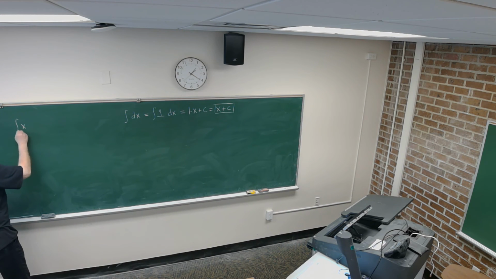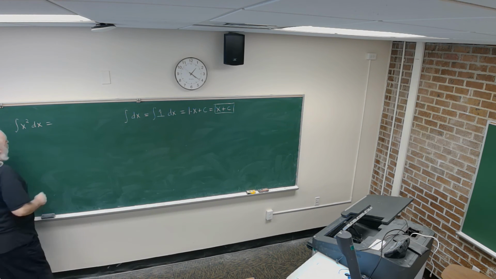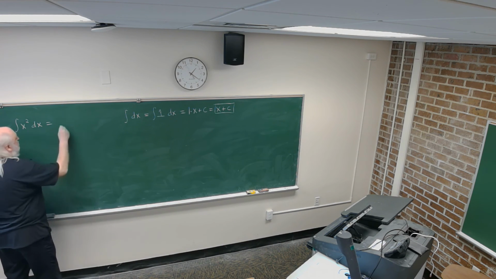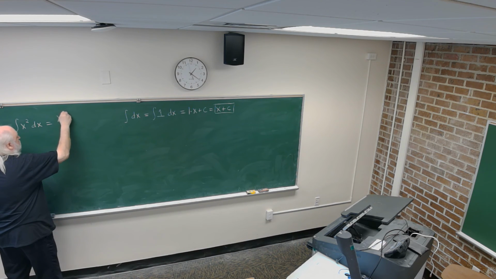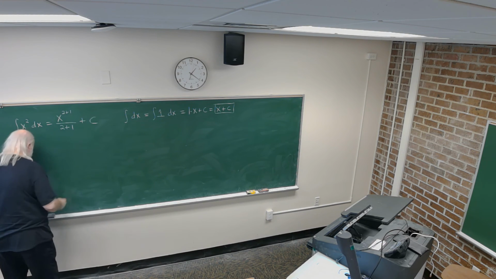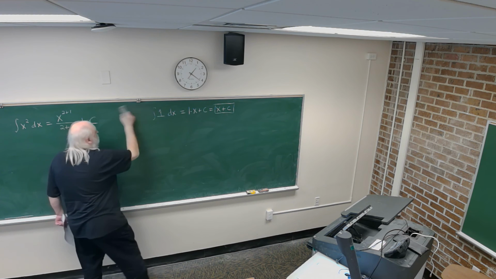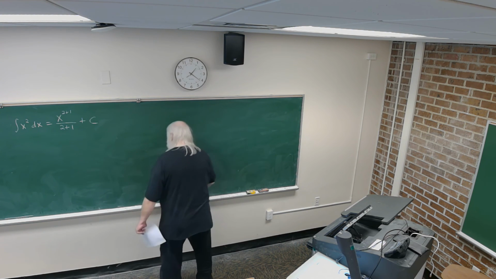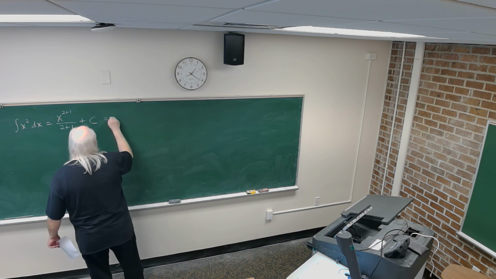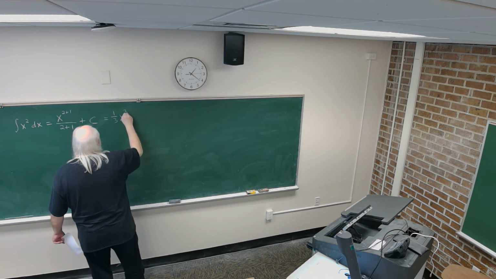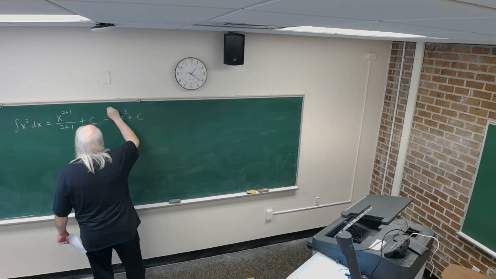So we're going to find the antiderivative of x squared, right? And you'll notice from the formula, n is equal to 2 in this case. So add 1 to the exponent, divide by the new exponent, and then add the arbitrary constant c. And this is equal to 1/3 times x cubed plus c.